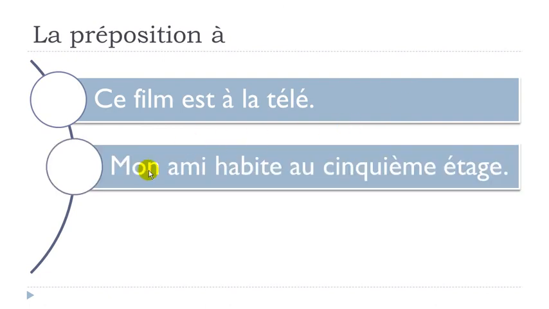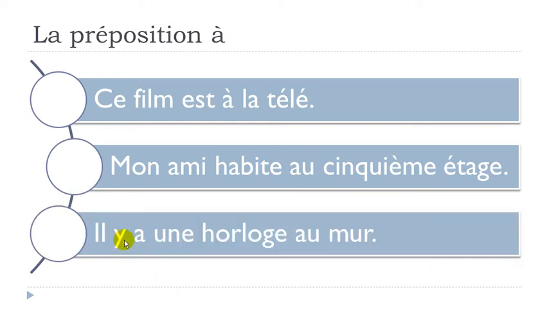Second example, mon ami, my friend, habite, habiter is to live, au, so same thing here, you've got this preposition, but it's combined with le, so it becomes au, and then cinquième étage, cinquième, fifth, and then étage, floor. So in that case, you want to say that your friend is living on the 5th floor, and we get to use this à preposition. Third example, il y a une horloge, a clock, au mur, same thing here, le mur, the wall, but then we combine à and le and it becomes au mur. Il y a une horloge au mur.